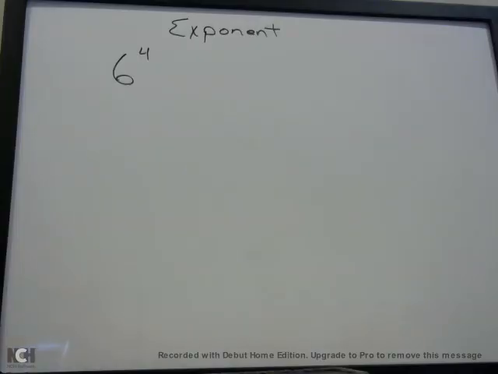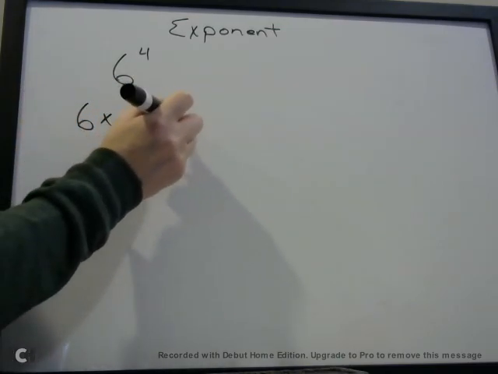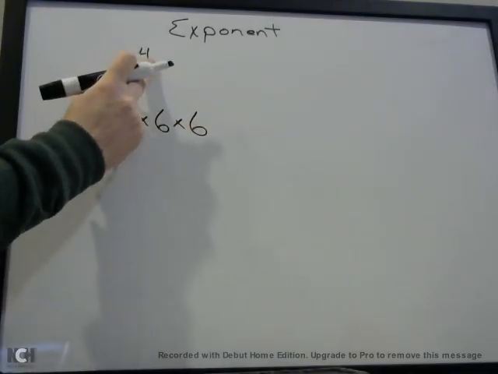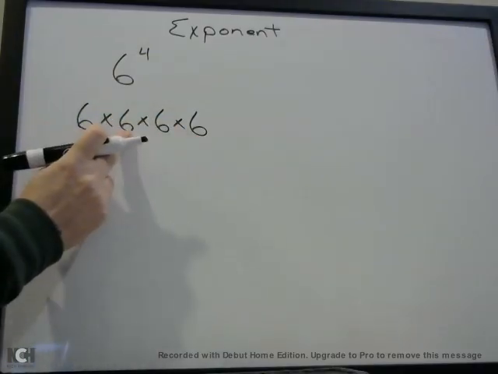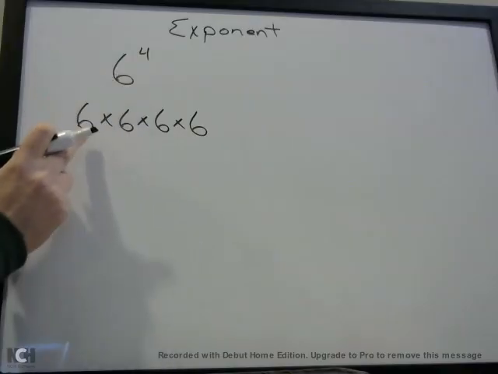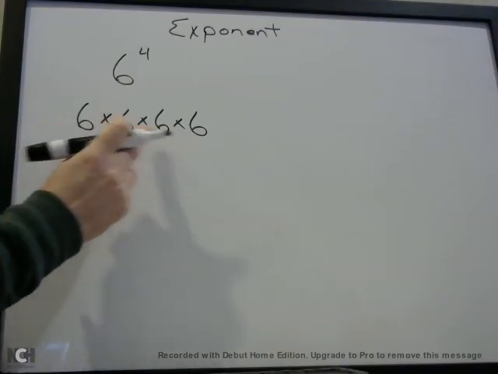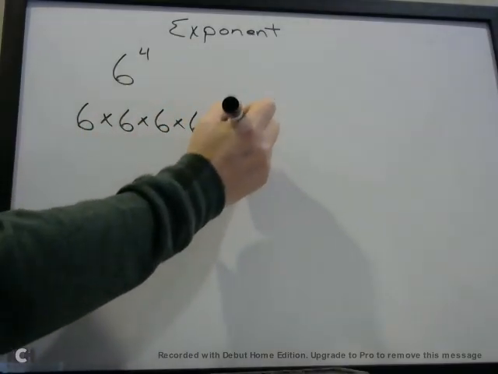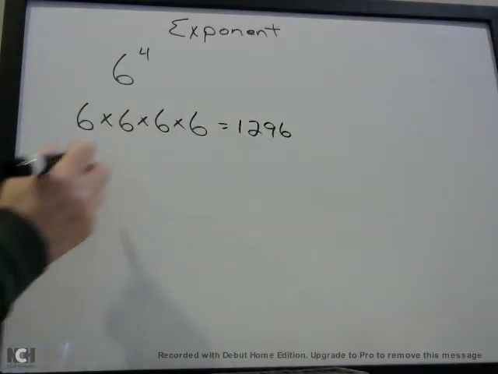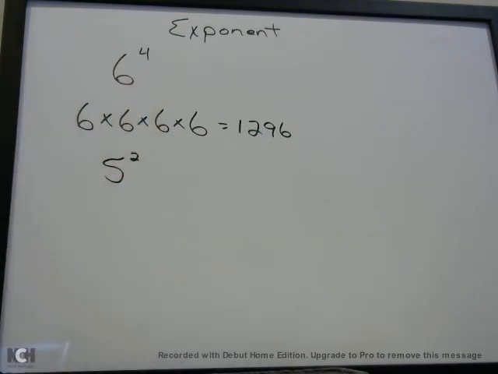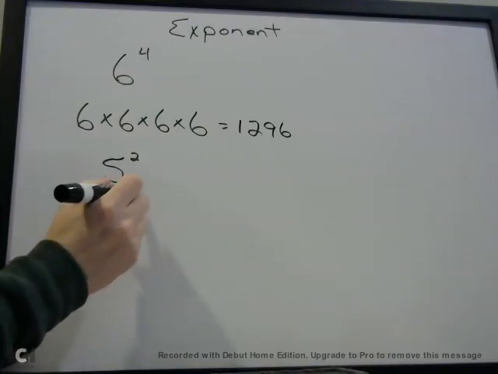That is not correct. What it means is you take the base, so here it's 6, and you multiply it times itself the exponent number of times. In this case, 4. So 1, 2, 3, 4: 6 times 6 times 6 times 6. If you plug that into your calculator, you're going to get 1,296.